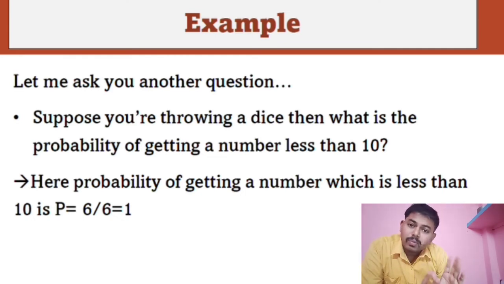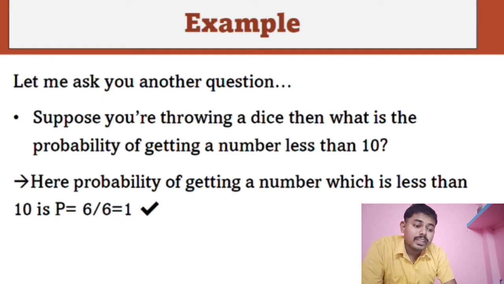Okay, total number of outcomes is always 6. We all know that. But what is the favorable outcome? 6. Why 6? Because 1, 2, 3, 4, 5, and 6, all these numbers are already less than 10. So the favorable outcome is 6. Total number of outcomes is 6. So that is why the answer is 1.